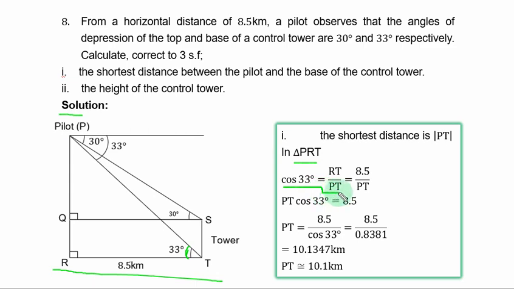RT, adjacent over hypotenuse PT. You have it in this form. Multiply through by PT to clear fraction. You have this result, and PT is equal to 8.5 over cos 33. You have it in this form. After division, you have 10.134 kilometers. To 3SF, PT is approximately equal to 10.1 kilometers.